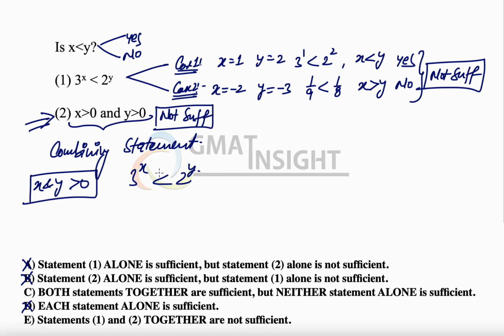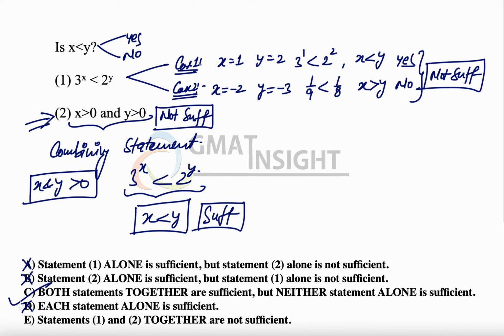And under this scenario, because x and y are positive and the base of 3 is bigger, therefore x must always be smaller in order to satisfy this, and hence we can conclude that for both the conditions to be true, x must be smaller than y. So together it gives us definite answer, sufficient, and hence answer to the question becomes option C.